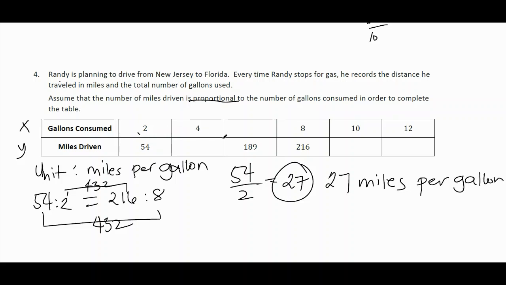So if there are 4 gallons consumed, how many miles? What we're going to do is to multiply that. So 27 times 4 is 108. Now, how do we find the gallons? Basically, what we need to do is to divide 189 by the number of miles per gallon, which is 27. 189 divided by 27 is going to be 7. 10 gallons consumed will be 270. 12 gallons consumed will be equal to 324.